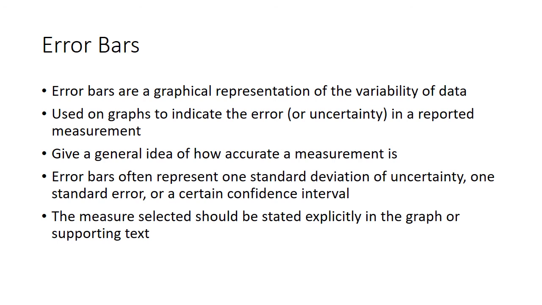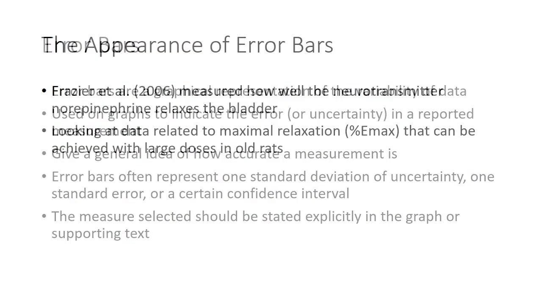In a lot of cases, you're going to find that these error bars represent one standard deviation of uncertainty, or basically one standard deviation above and below the average. Sometimes we'll do one standard error. Sometimes there are specific confidence intervals. So you have to really look at the table and look at the legends underneath it to see what specifically they're trying to look at here. It needs to be explicitly stated, and I'll show you an example of that in just a second.